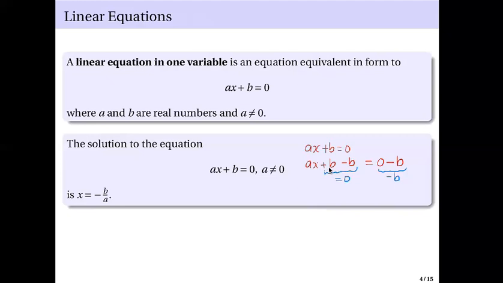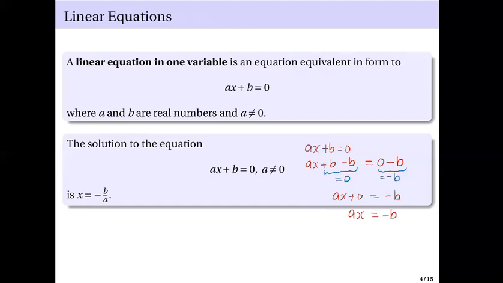If b minus b is equal to 0, then we'll just have ax plus 0, and then the other guy will just have minus b. And then again, similar to this property here, ax plus 0 is just ax, and this is equal to negative b.